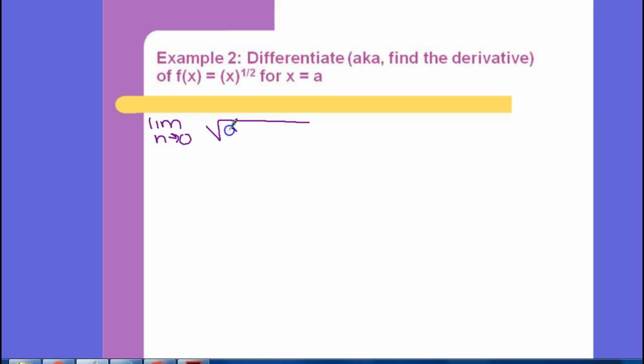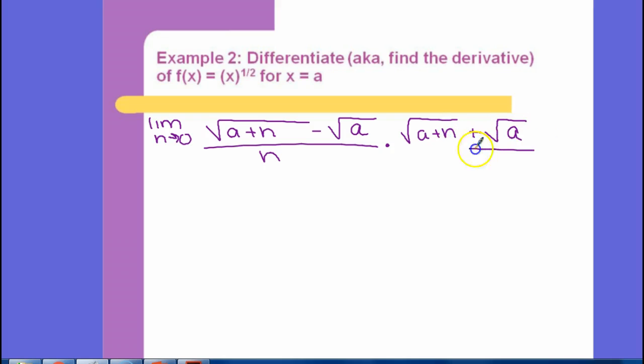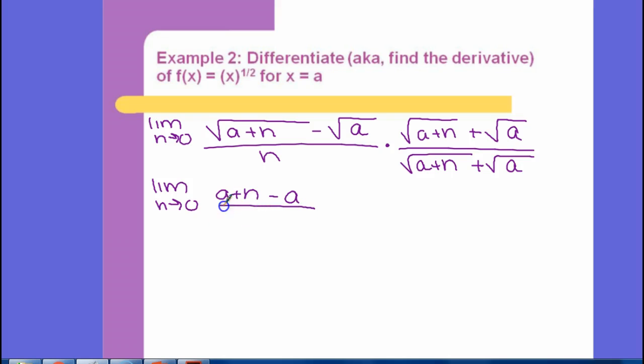So you have the square root of a plus h minus the square root of a, all over h. The minute you see square roots with a negative between them, you think complex conjugate, right? So you got square root of a plus h plus the square root of a, all over square root of a plus h plus the square root of a. So you got the limit as h approaches 0 of a plus h minus a. Now we got a double square root, all over h.